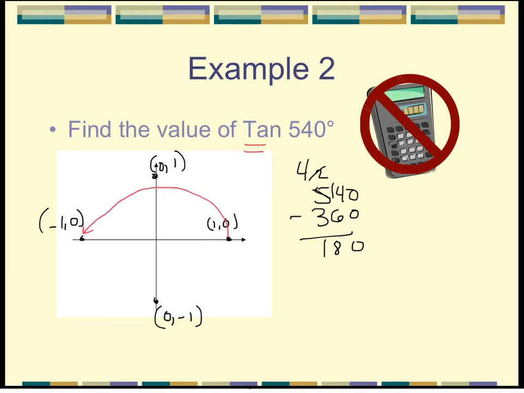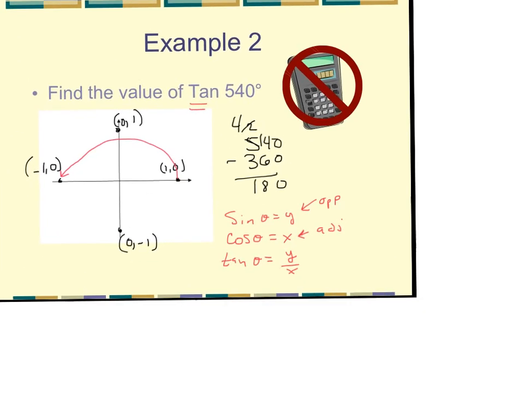Well, and I want tangent. If sine of an angle is equal to y and cosine of an angle is equal to x, this is our opposite side, this is our adjacent side, and tangent is equal to opposite over adjacent, so tangent is y over x. So for this one, tangent of 180 degrees is equal to the y value over the x value, so that's equal to 0.